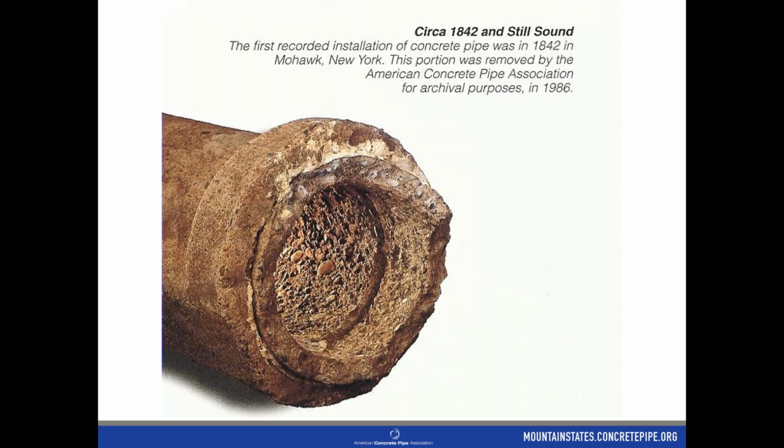Okay, this is a picture that I love. This is from Mohawk, New York. This was a concrete pipe that was installed. It was a sewer pipe. It was installed in Mohawk, New York in 1842. It was removed and upsized because it was too small.